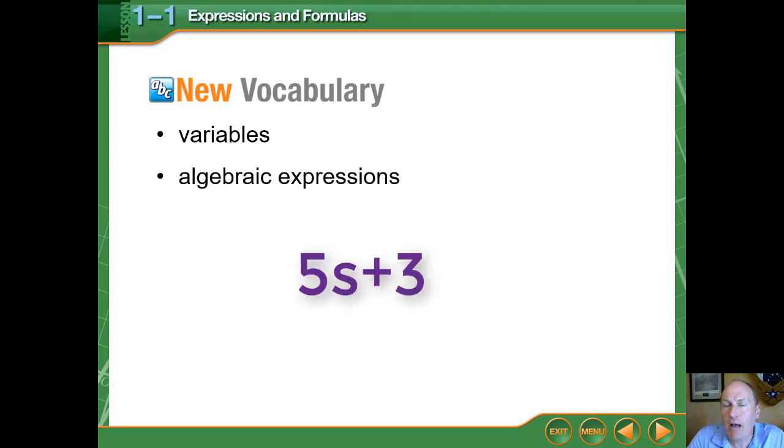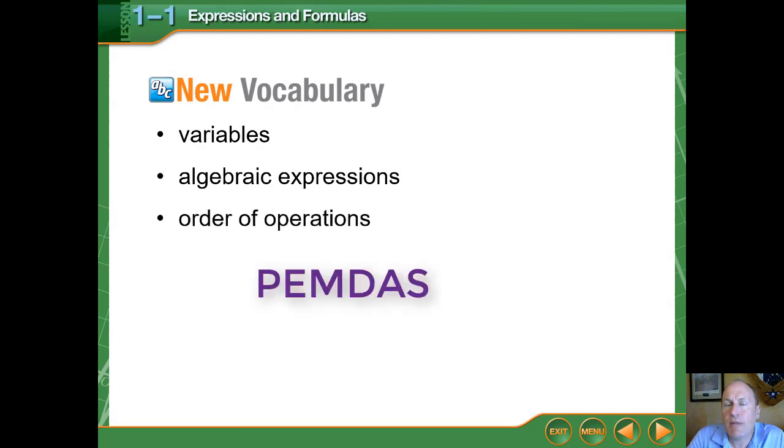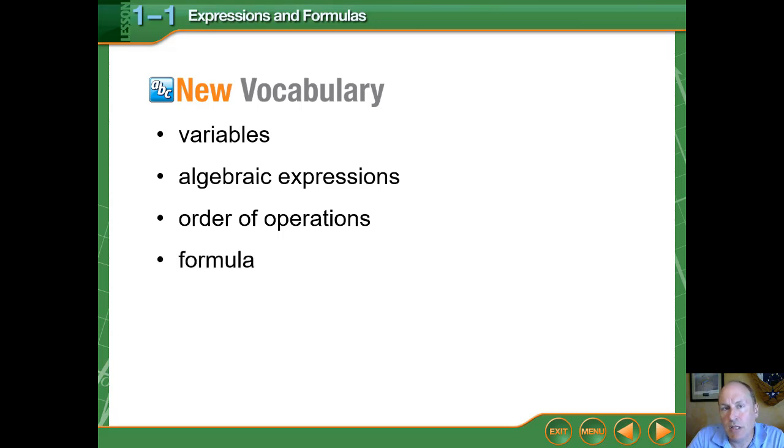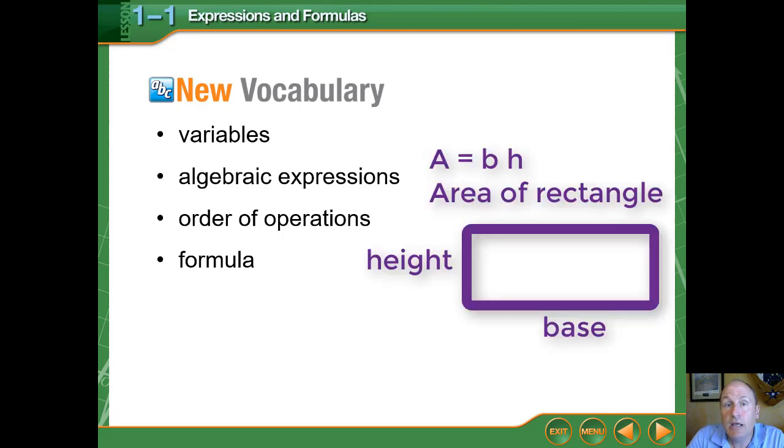Algebraic expressions are combinations of variables and other terms. It's kind of like words in language. Order of operations is where we take an expression and evaluate it using certain specific rules. Finally, formulas are special relationships between algebraic expressions. A famous one would be something like the area of a rectangle is equal to the base times the height.